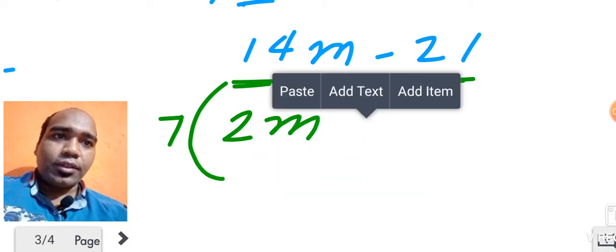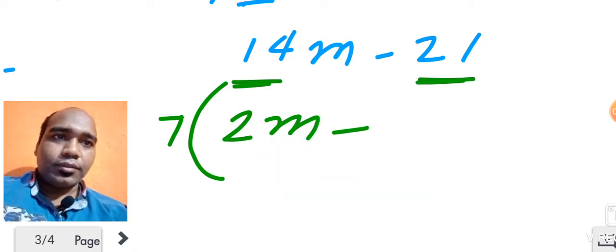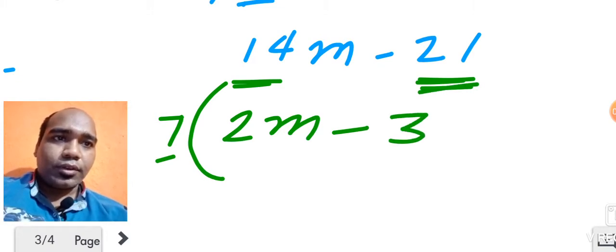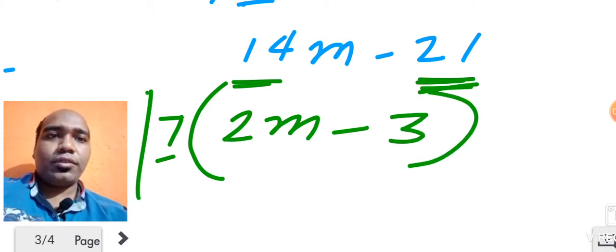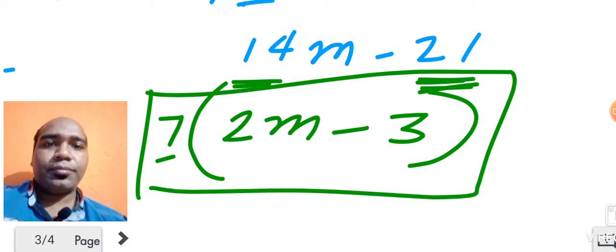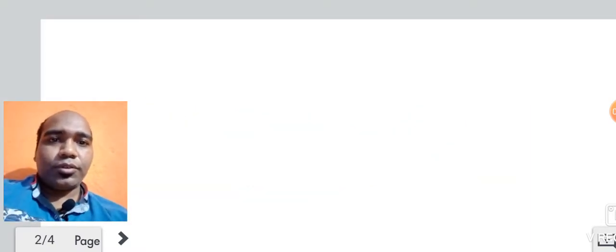Now minus sign is there, so we will write here minus. Then 7 into how much will get 21? 3. So we will write here 3. So this is the factorization of this part. Okay. Come to another question.